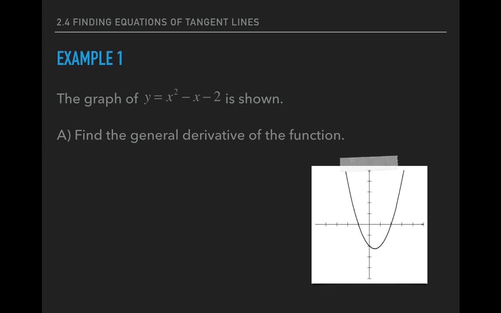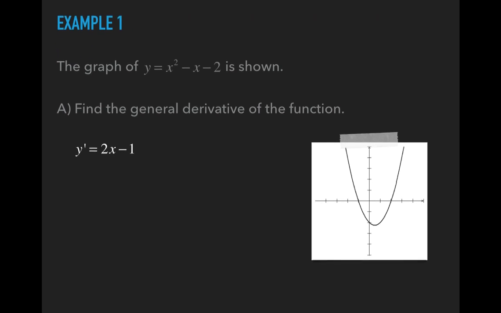You are looking at the equation and the graph that corresponds to it. And we want to find the derivative of that parabolic function. Well, for the derivative, we would use our properties. Y prime would be 2x minus 1. You're using your power rule and the constant rule to find that derivative.